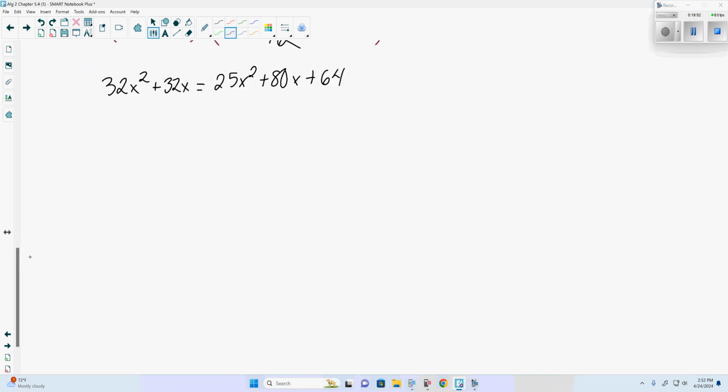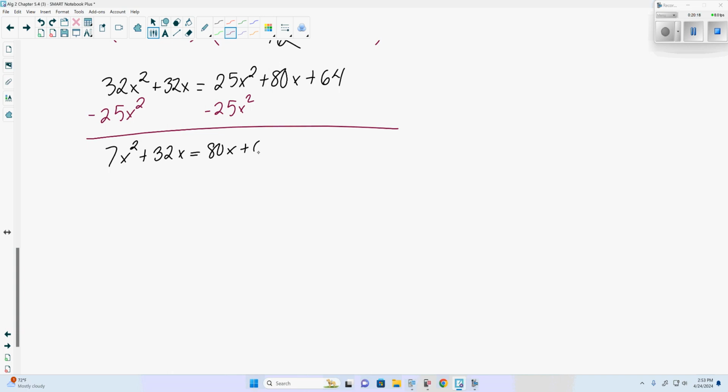Now, at this point, we want to get this thing equal to 0. Normally I would move everything from the left to the right, but I'm going to go from the right to the left. I'm going to subtract 25x squared. 32x squared minus 25x squared is 7x squared. Plus 32x is equal to 80x plus 64.